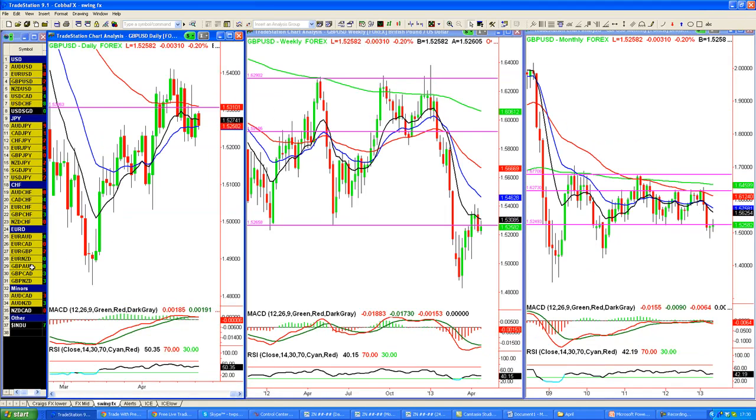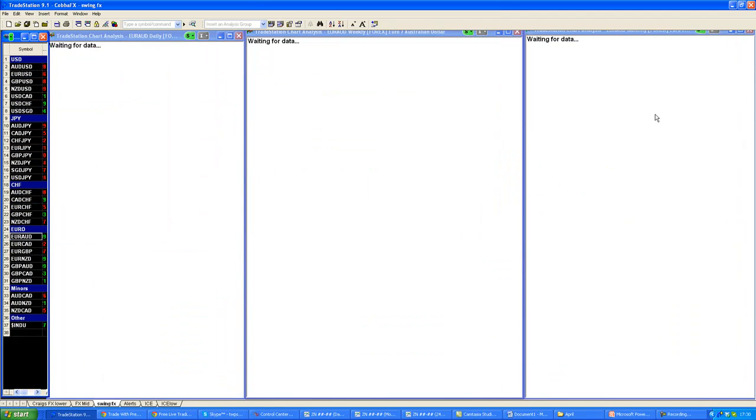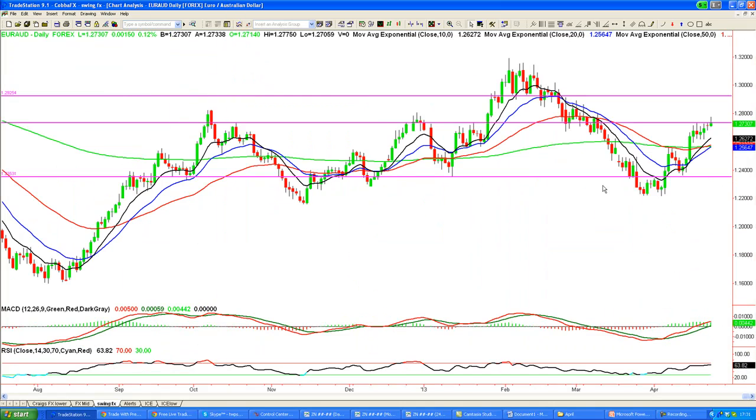Another one to look at as well is Euro Aussie at the moment. If I bring up that chart right now, we can have a look at what it's actually showing us. Euro Aussie at the moment, the monthly and the weekly, a bit confused, not showing us too much. However, here on the daily, let's have a look.